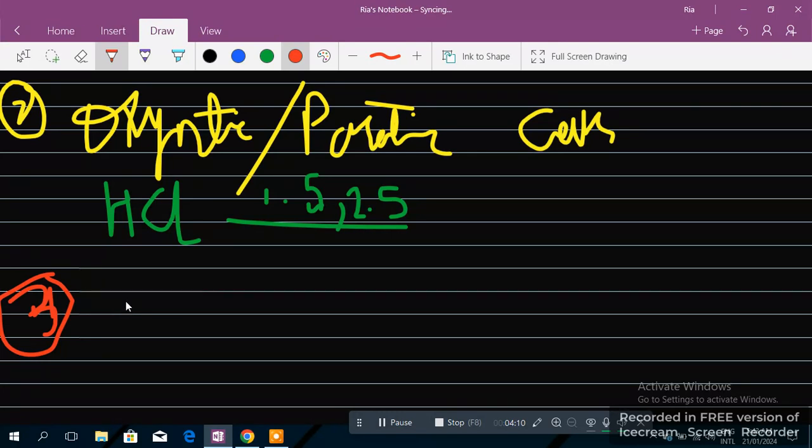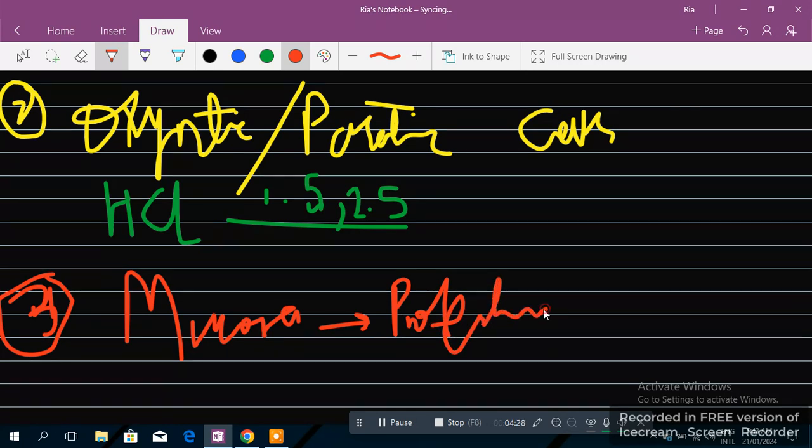Then the last is the mucous neck cells, which help in protection. It's like a layer, helping in protection. Now if you're thinking, if this is so acidic, how does the stomach survive and not dissolve? They have protection: the mucous neck cells.